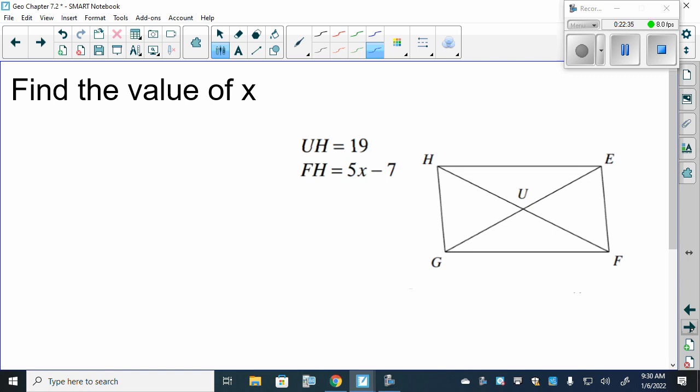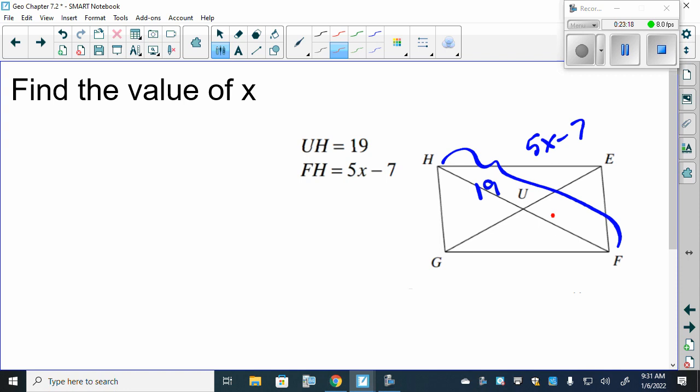Oh, let's look at this one. It tells us that UH is 19, and it tells us that FH, the whole thing, is 5x minus 7. It wants us to find the value of x. Now, that kind of makes sense because just telling us to find the value of FH wouldn't mean a whole lot. Because what is the value of FH? Well, HU is 19, yes?